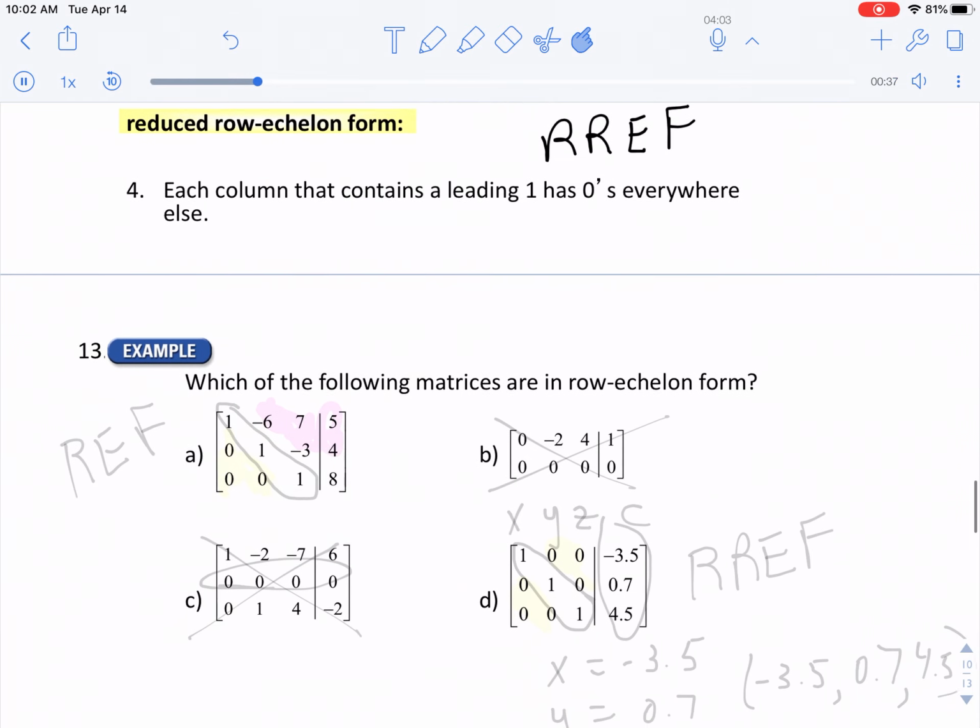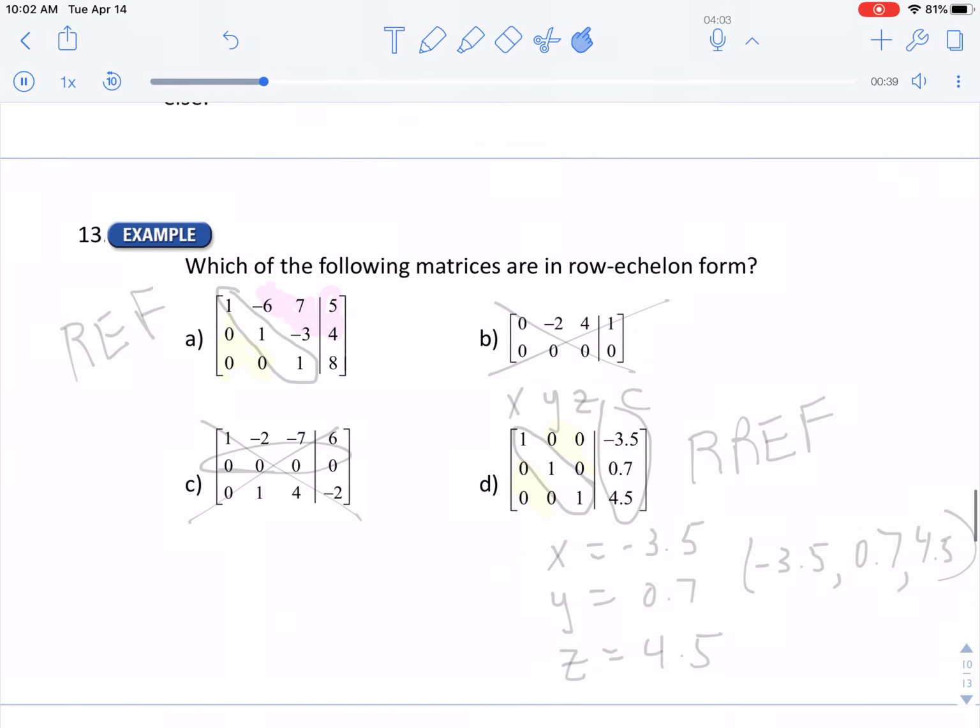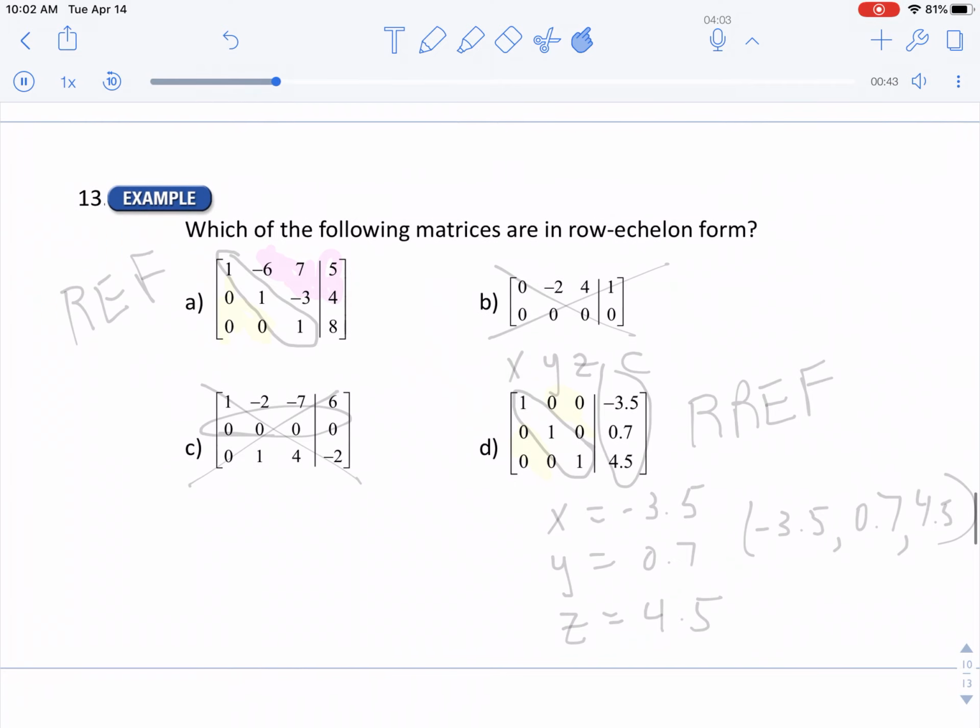So which of the following matrices are in row echelon form? So let's start with B. Notice that there's no column of ones at all, so this is in nothing. Let's look at C. C has this whole row of zeros in here. That means it's not in either of those two forms.